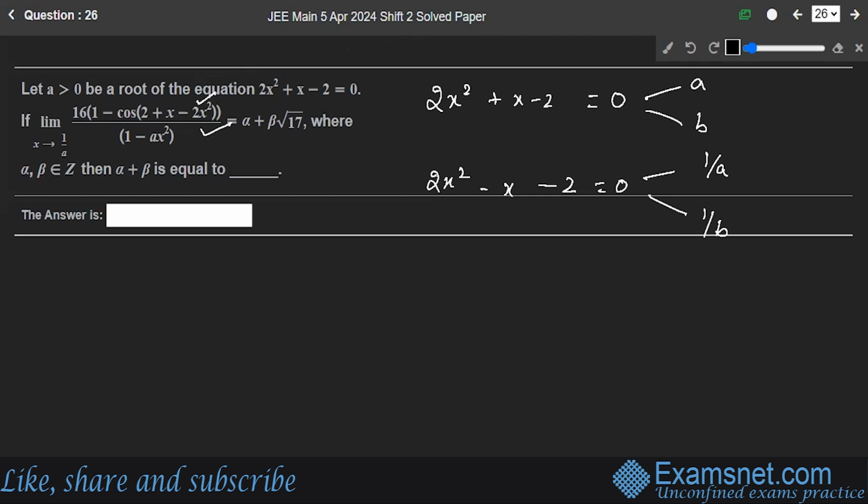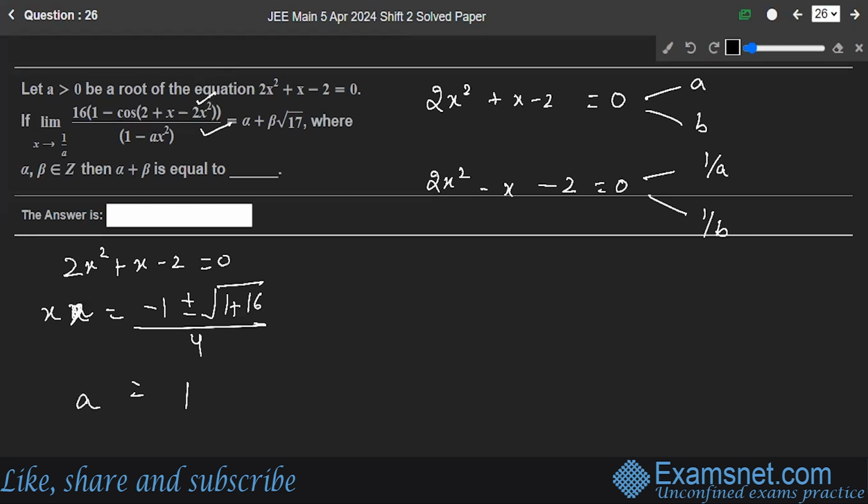So let's consider first 2x squared plus x minus 2 is equal to 0. So here x can have, like it is having two roots. The roots can be given by applying the quadratic formula. This will be minus 1 plus minus root of b squared minus 4ac upon 2a. So the two roots will be given by a equal to root 17 minus 1 upon 4 and b will be given by minus root 17 minus 1 upon 4.